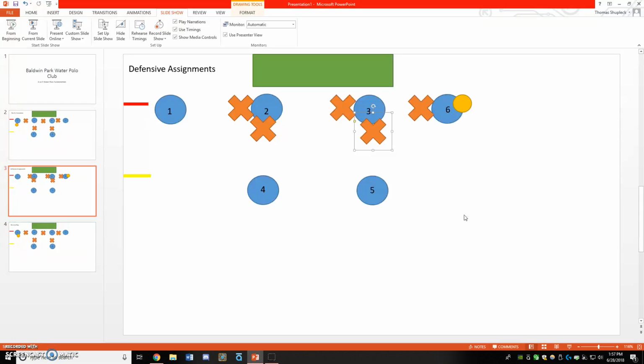So what I'm showing you right now is the most fundamental way to defend on 6-on-5. This is something that really takes away the post play.